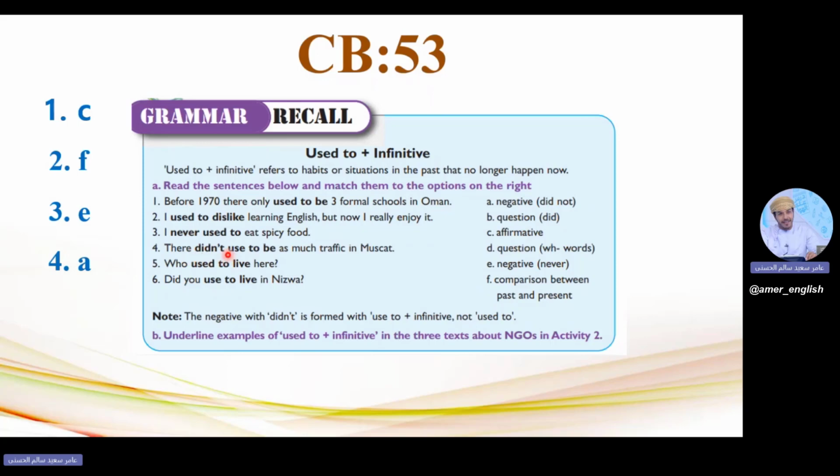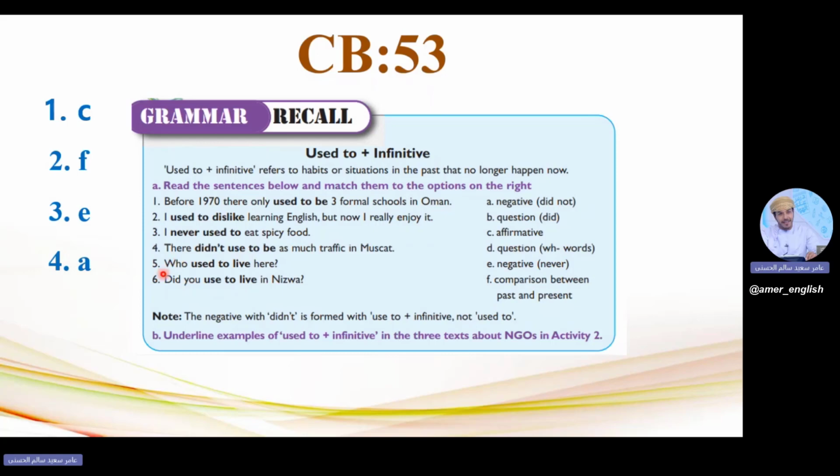But look at the difference between negative using never and using did not, which are number 3 and number 4. What can you see? I never used, so used with ed, the same, but with didn't, there didn't use, there is no ed. Can you see the point? So please don't mix them up and pay attention to them.